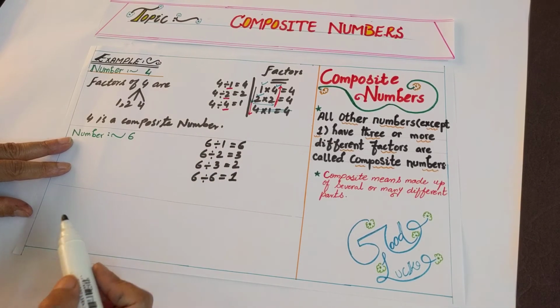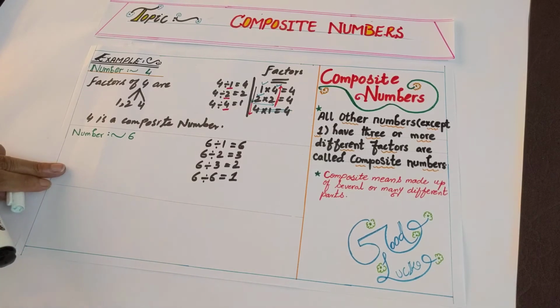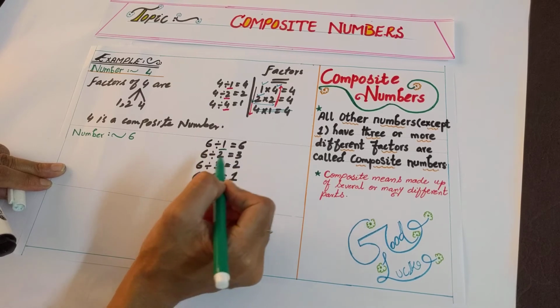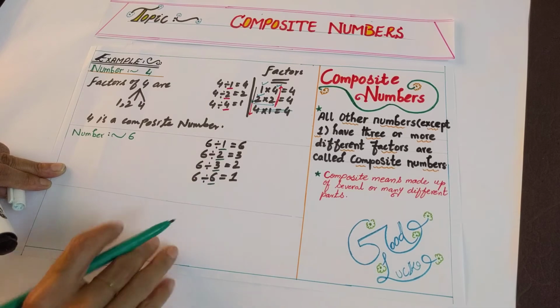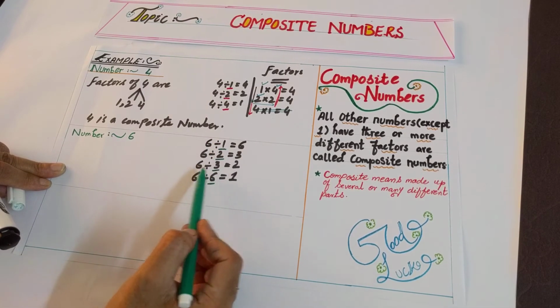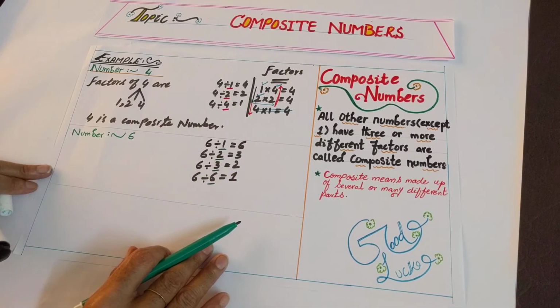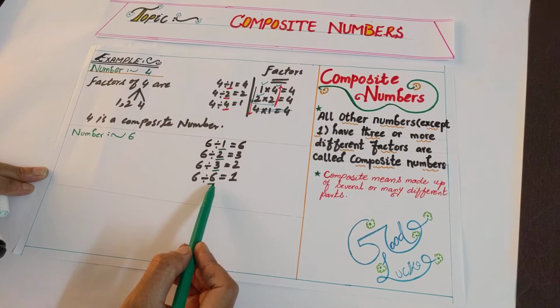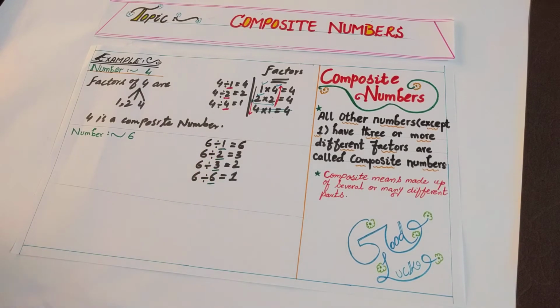6 1s are 6. Here I will just use the division method. Okay. Now what are the factors? 1 is the factor, 2 is the factor, 3 is the factor, 6 is the factor. These all factors are dividing this 6 completely, leaving no remainder. So satisfying the condition of factors, it means 6 has 4 factors: 1, 2, 3 and 6. There are 4 factors of 6.